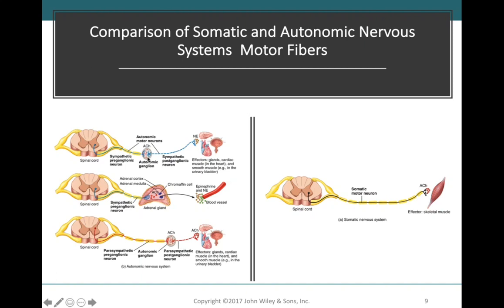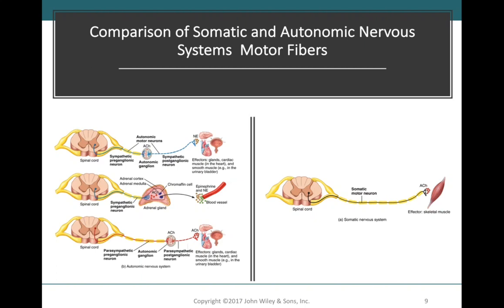And if our ganglia is located closer to the spinal cord, that means our preganglionic neurons in the sympathetic nervous system are going to have much shorter axons, and these postganglionic neurons are going to have much longer axons. And this will be reversed in the parasympathetic nervous system. The axons of our preganglionic neurons in the parasympathetic nervous system are going to be much longer, and the axons of our postganglionic neurons are going to be much shorter.